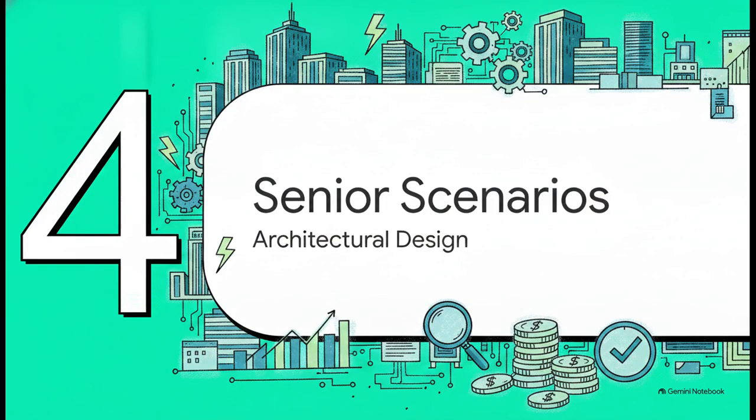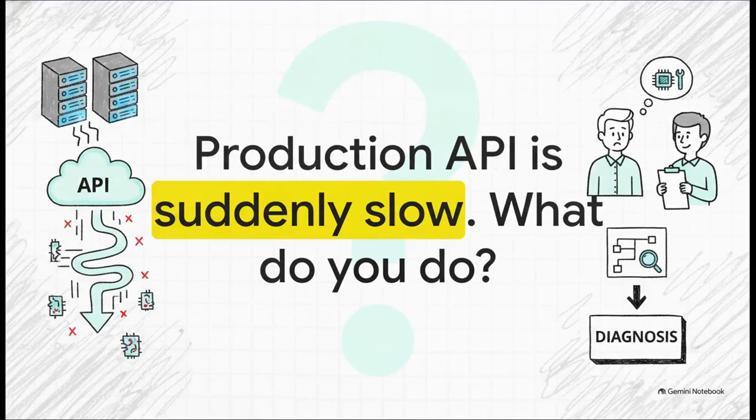All right, welcome to the final round, Section 4, Senior Scenarios and Architecture. We are moving past the definitions and diving into the high-stakes troubleshooting that separates the seniors from everyone else. Here's the scenario. It's 4 p.m. on a Friday, and your production API suddenly grinds to an absolute halt. What do you do? A junior developer might panic and just start guessing. They'll say things like, I'll optimize the code, or let's just throw more server memory at it.